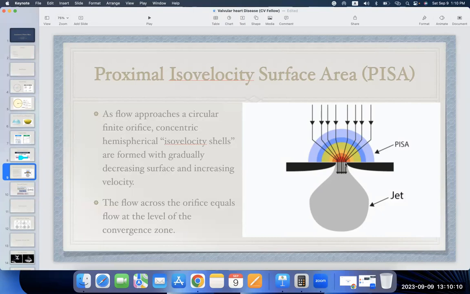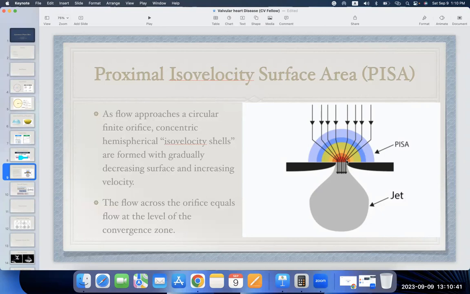I need you to imagine this as a 3D shape, not as a 2D shape. The surface of this hemisphere will have the same velocity across. The velocity here will be equal to the velocity here. And when you go nearby the orifice, the velocity will increase, but you're still having this hemisphere. So the velocity will be equal across this surface and so forth until you reach the orifice.